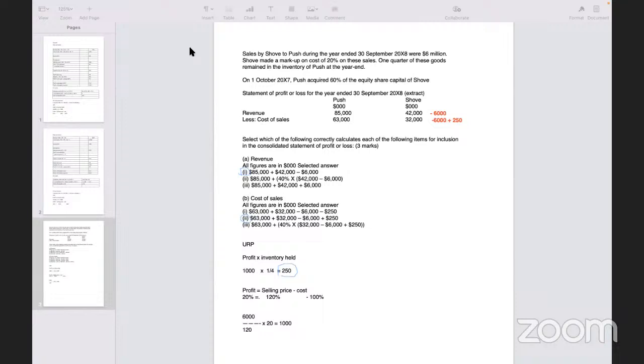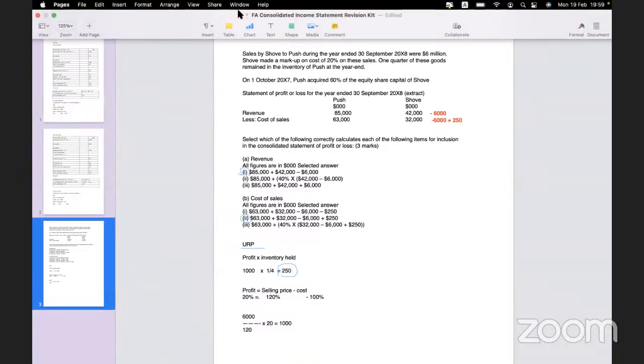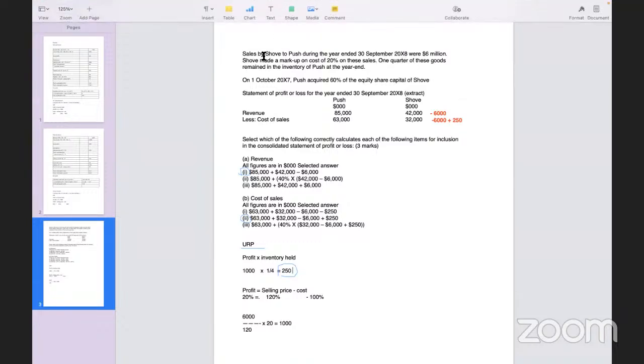If I'm to quickly go through that one more time, it's like this, right? Normally, how to calculate URP? It's profit into inventory held. Okay. So profit into inventory held. In this question, inventory held is basically how much is still left inside the warehouse. So they are telling 1/4 of these goods remained in the inventory. So you take over here 1/4. Done. That's how I got the 1/4.